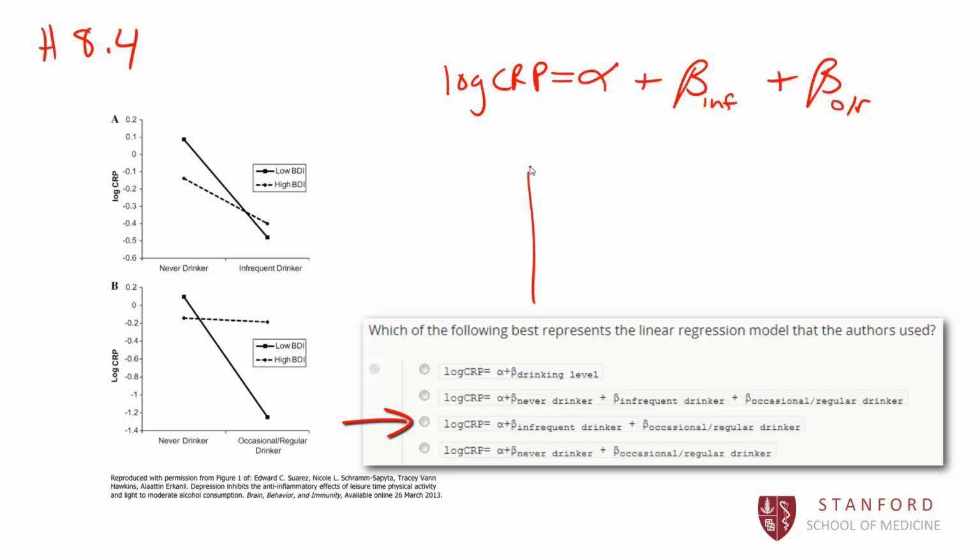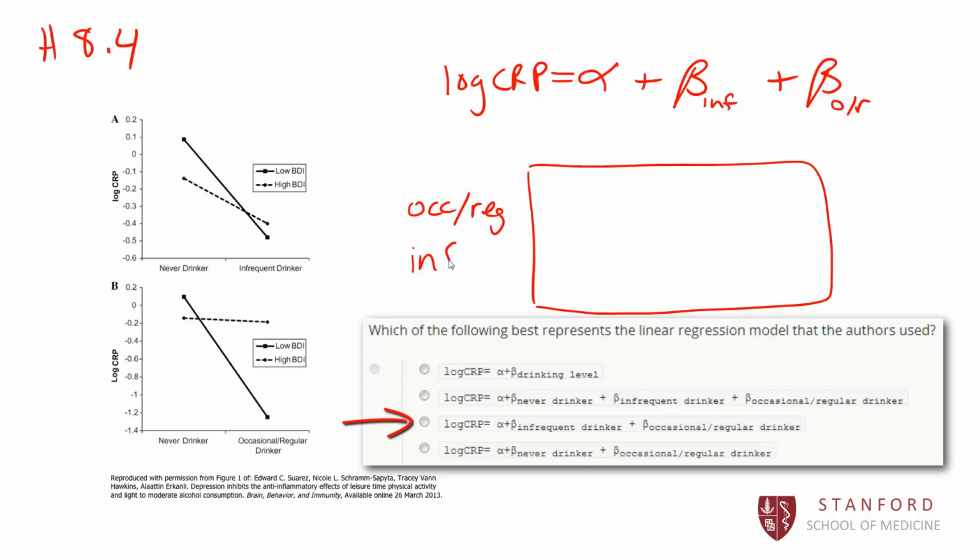So again, when we dummy code, what we're doing is we're saying we've got a categorical predictor. We want to represent that with two binary variables. So here's my drinking categories. I've got my occasional regular drinkers. I've got my infrequent drinkers. And then I'm making the never drinkers the reference group. That's somewhat arbitrary, but that was the only correct answer I gave you. So you had to use that one as the reference group.